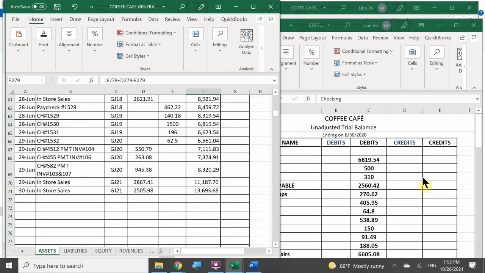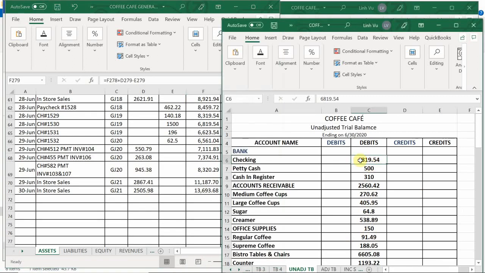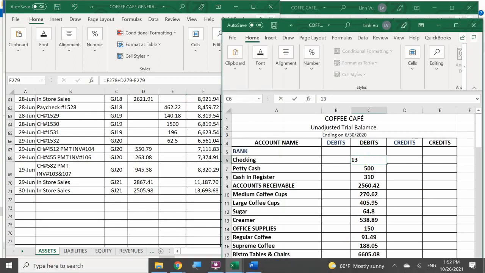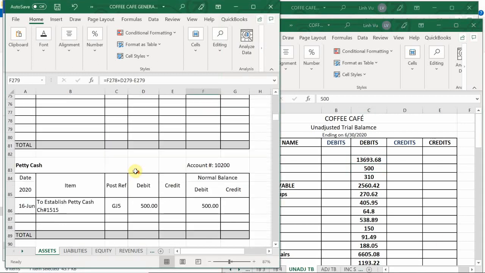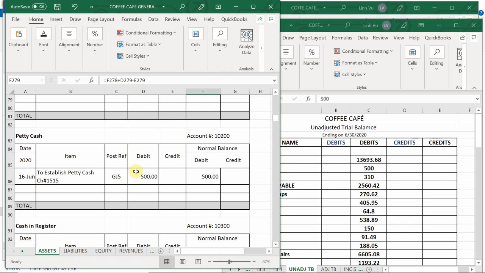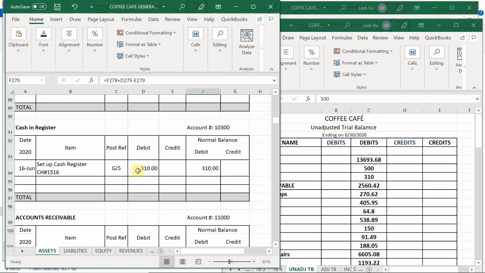13,696.68. Right? Okay. How much is in my petty cash drawer? 500. Good. And my cash in register? 310.